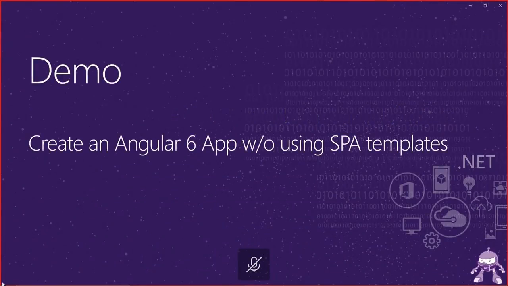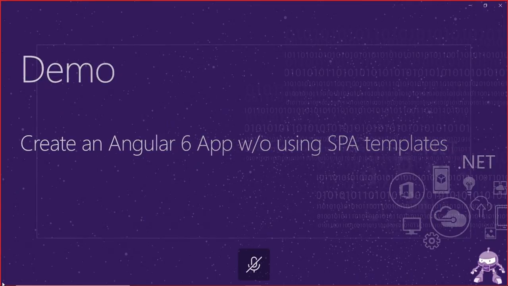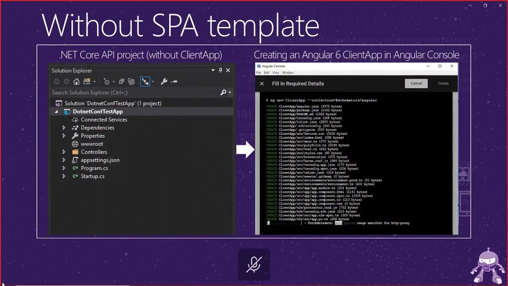Now let's look at how to create an Angular application with and without using .NET Core single-page application templates using Visual Studio 2017. There is more than one way to create an Angular application with .NET Core. So let's start with the first approach. Here we create a .NET Core API project where we will not use an Angular template, because that will be the next step, adding an Angular 6 application to the API project using Angular Console. So on the slide you can see there are two steps: first, a complete .NET Core API project without a client app, and the next step is creating an Angular client application using Angular Console.